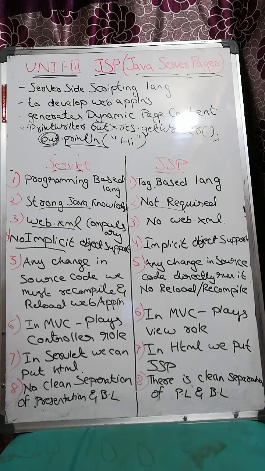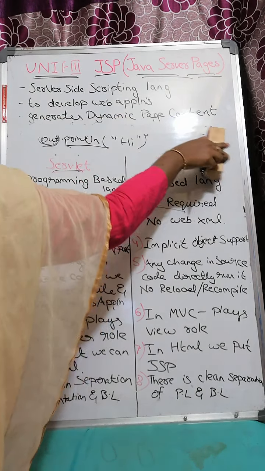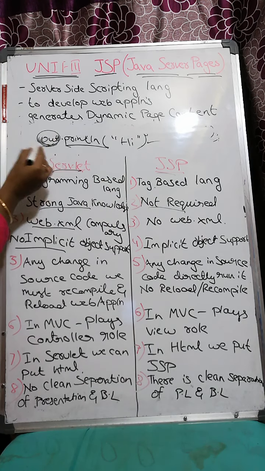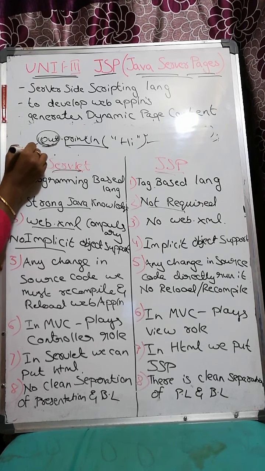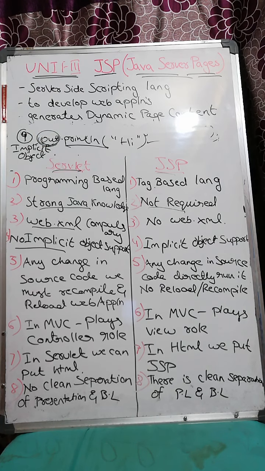Now coming to JSP, implicit object support is there. So in JSP, I do not create a PrintWriter object like this. Directly in my JSP program, I can write out.println. So out is an implicit object. A total of 9 implicit objects are available in JSP. They are request, response, session, out, and like that many objects are available. Total 9 objects.